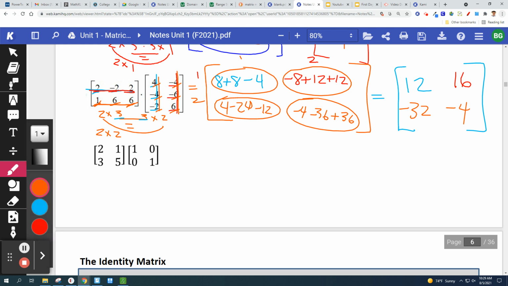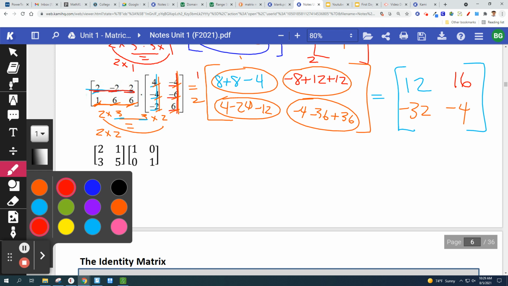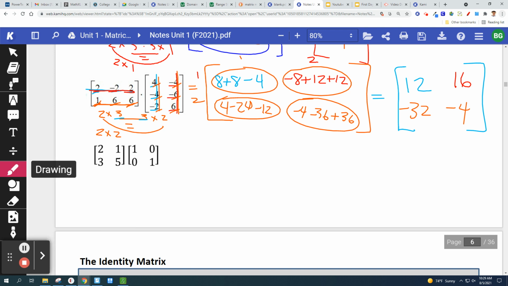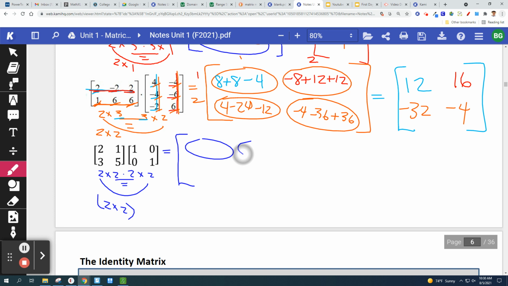So we look at the next one, and your first question is, is it possible? We've got a 2 by 2 times a 2 by 2. Yes, that works because those are equal. And not only that, we know it's going to be a 2 by 2 result. So set up your skeleton as a 2 by 2.